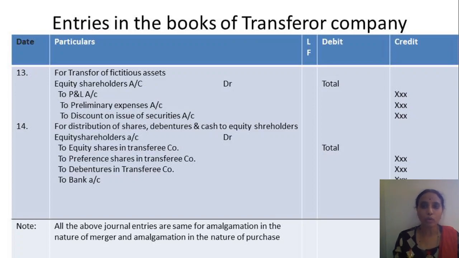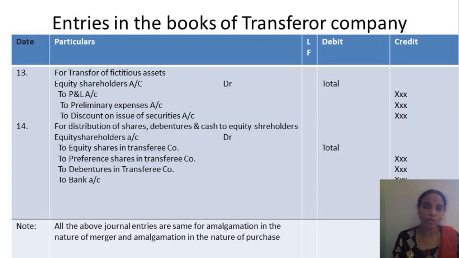And there is a note below, you can see in the slide, that says that all the above journal entries are same for amalgamation in the nature of merger and amalgamation in the nature of purchase. That means we have seen the two different types of amalgamation. So under the nature of merger and under the nature of purchase, the same 14 entries have to be passed in the books of transferor company.